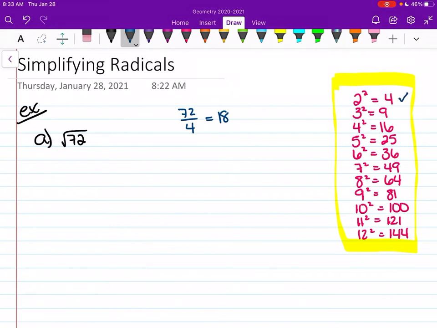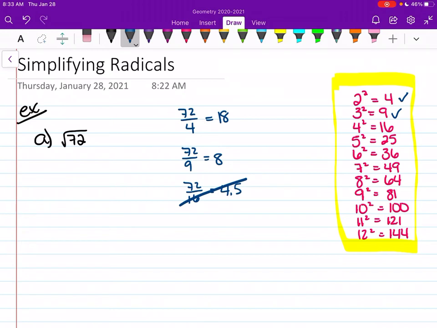72 divided by 9 is 8. So we know that's also going to be on there. 72 divided by 16 is 4.5. So that does not go into 72, so that one's not going to be on my list. And so on and so forth.